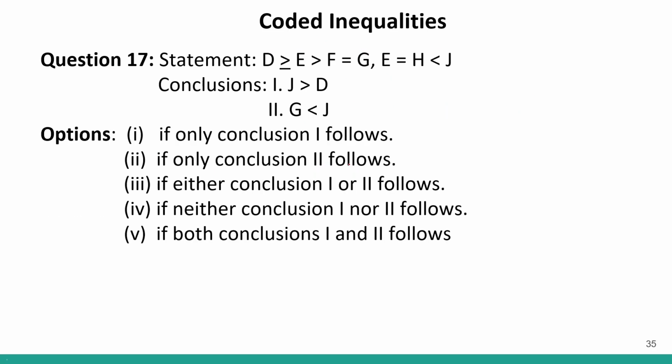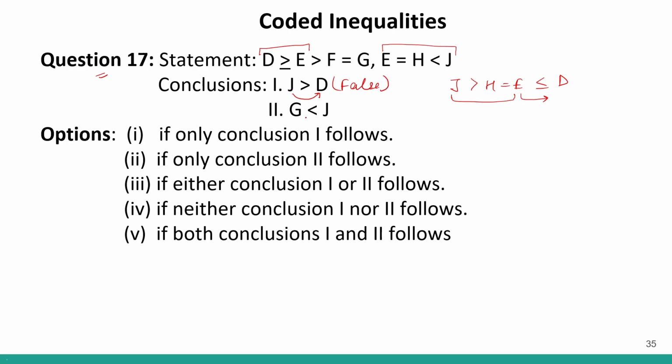Coming to question number 17. First conclusion says that J is greater than D. That means we will move from J to D. If I look over here, I can see the relationship between J and E and D. So J is greater than H, which is equal to E, and E is less than or equal to D. So I can proceed up to E, but then I cannot go forward because we don't have a bigger door over here. This is a smaller door. So this is false. Correct?